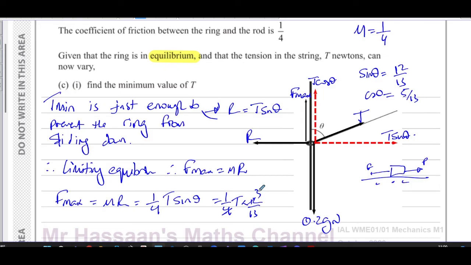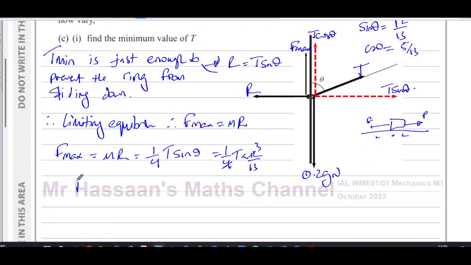So you got 3T over 13. So I'll leave it as 3T over 13. So F max is equal to 3T over 13. Okay, that's F max.